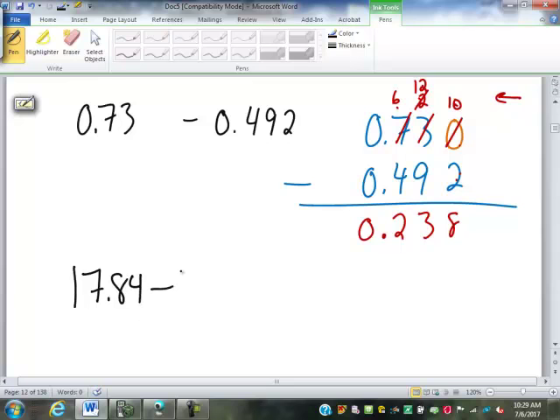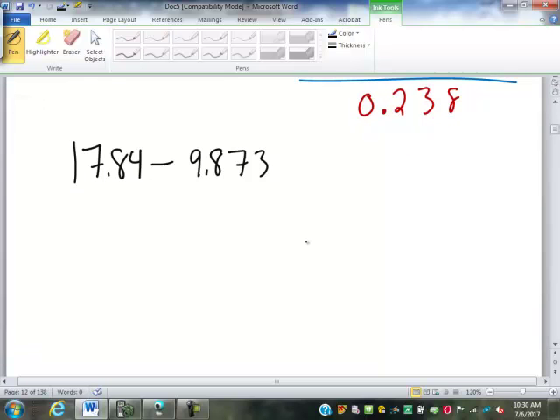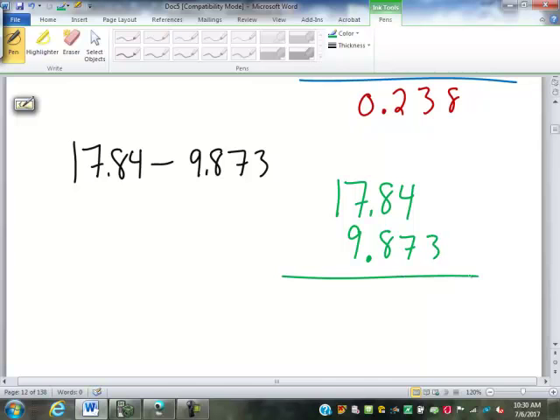So we might have 17.84 minus 9.873. Now, usually what I do for the second number is I put the decimal point in first so that it's lined up. Then I'm going to write the whole number part backwards. Well, there's only a 9 there, so I'll just put the 9 in front of the decimal point. Then I write the 873 afterwards.